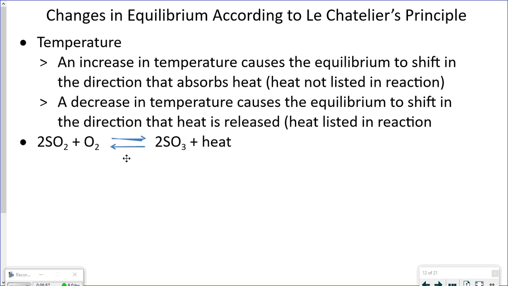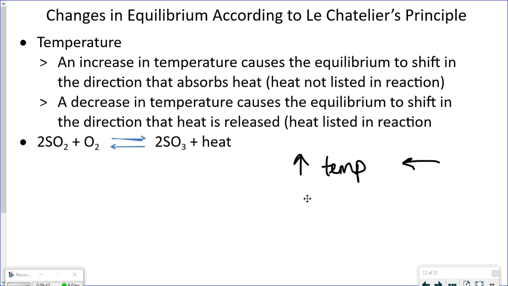So one thing to note is that heat will always be listed in your reaction, or it will tell you if the reaction is endothermic or exothermic. Endothermic reactions will have heat as a reactant. Exothermic reactions have heat as a product. So here, if we were to increase the temperature, because temperature is on our product side, the reaction has to shift towards the opposite side. So this will actually shift left towards our reactant side.